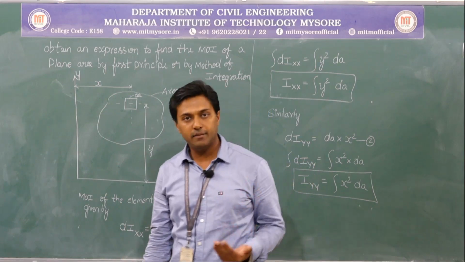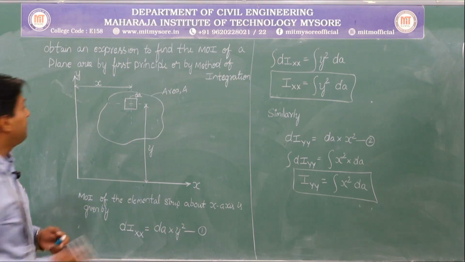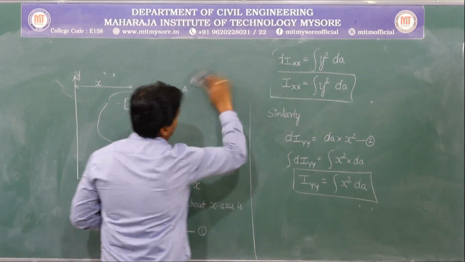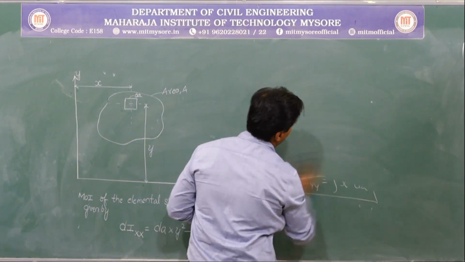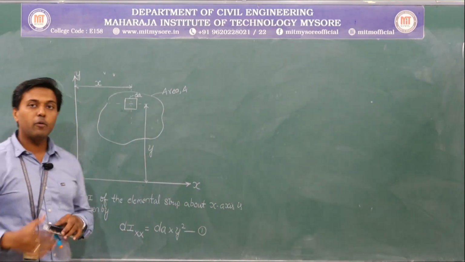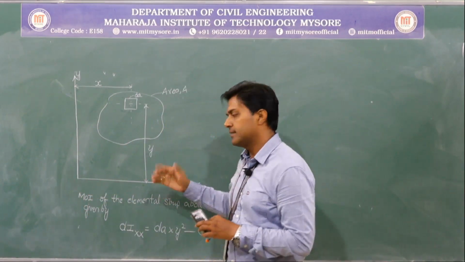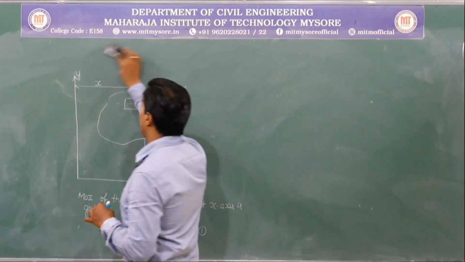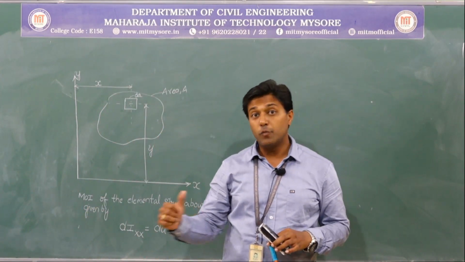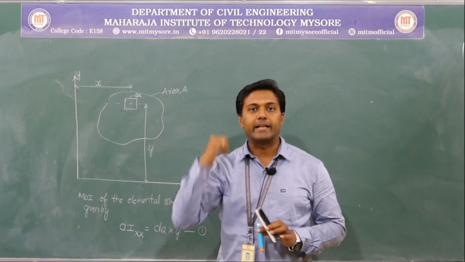Let me move on with the next topic, that is polar moment of inertia. So what is polar moment of inertia? If I calculate the moment of inertia about the x-axis and y-axis, it is called Ixx and Iyy. That is the moment of inertia about the x-axis and about the y-axis. So there is one more axis, yes or no? The x-axis, y-axis and z-axis.